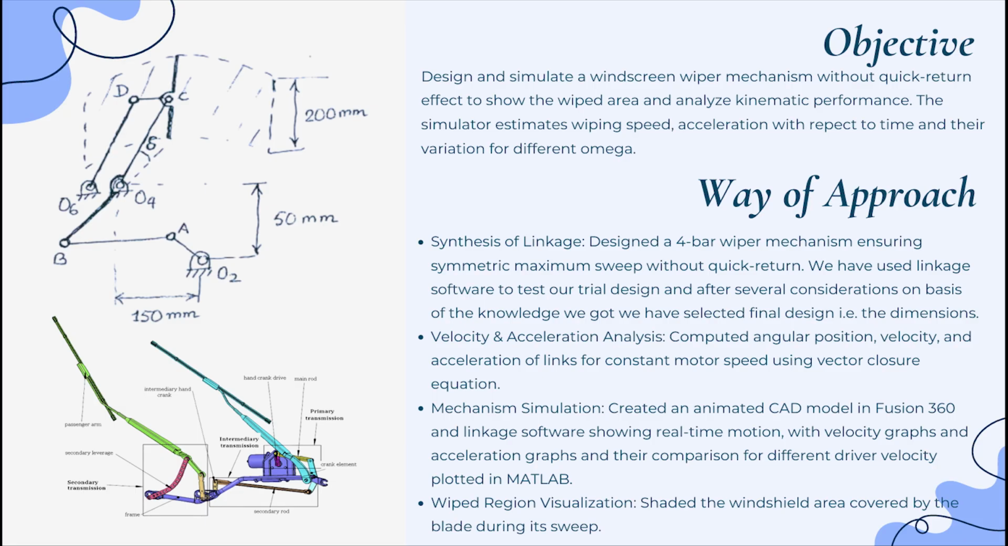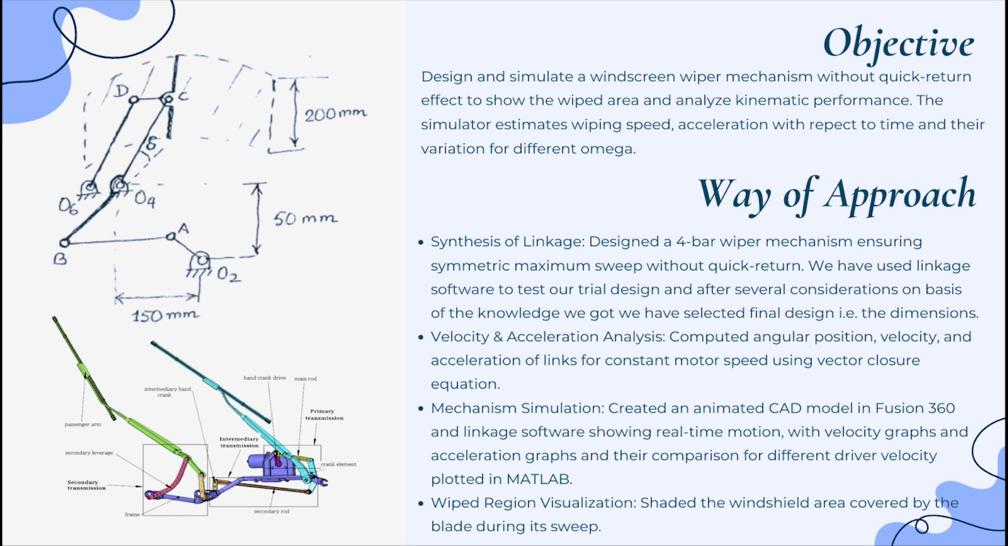The main objective of our project was to design and simulate a wiper mechanism without any quick return effect, ensuring uniform wiping over the windshield. Our approach had 4 key phases. First, synthesis of linkage. We designed a 4-bar mechanism that gives a symmetric sweep. We tested multiple configurations using linkage software and finalized the dimensions after several iterations.